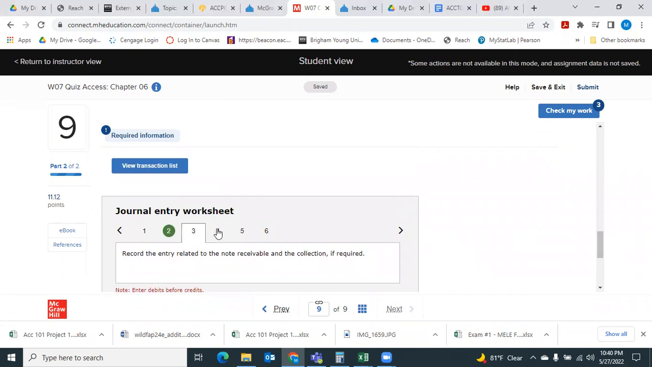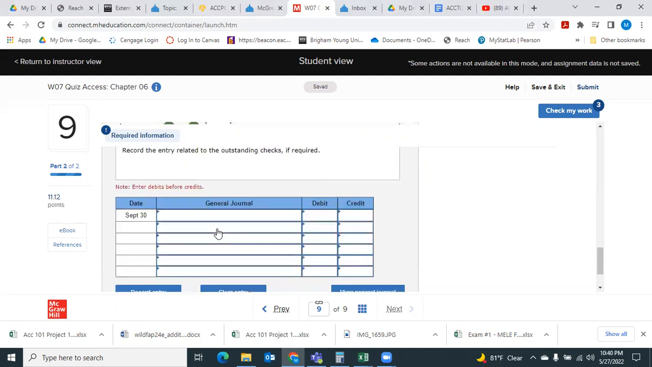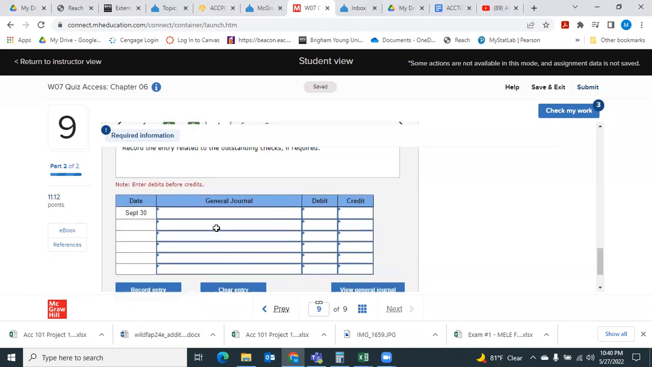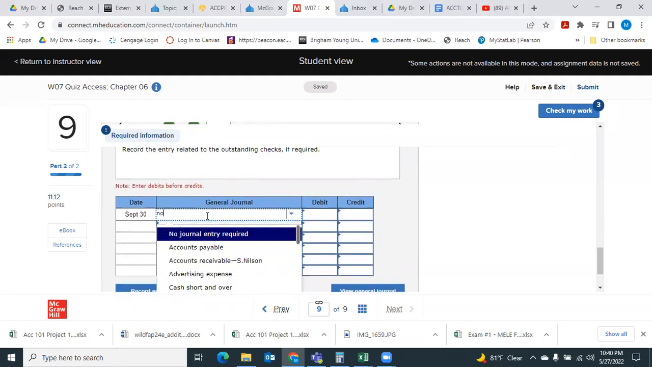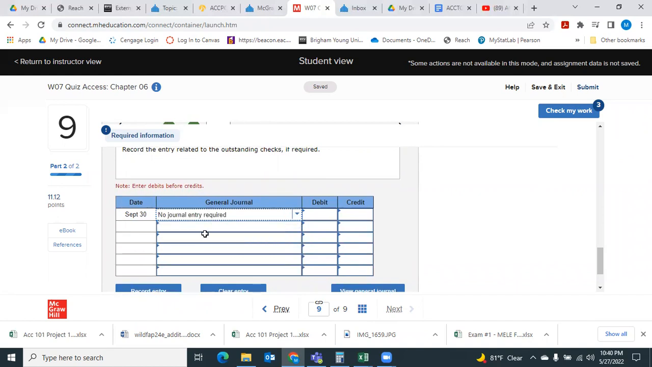All right. We'll go on here. Record the entry related to outstanding checks. So we wouldn't need to record anything for outstanding checks, because the definition of an outstanding check is a check that we've recorded in our books. Usually when we write the check, we record it in our book, but it hasn't yet cleared the bank. So we don't need to adjust our books. The check's already in the books. And so that one's a trick question, I guess. And I don't know if it wants us to put like no entry required. Yeah, no journal entry required.